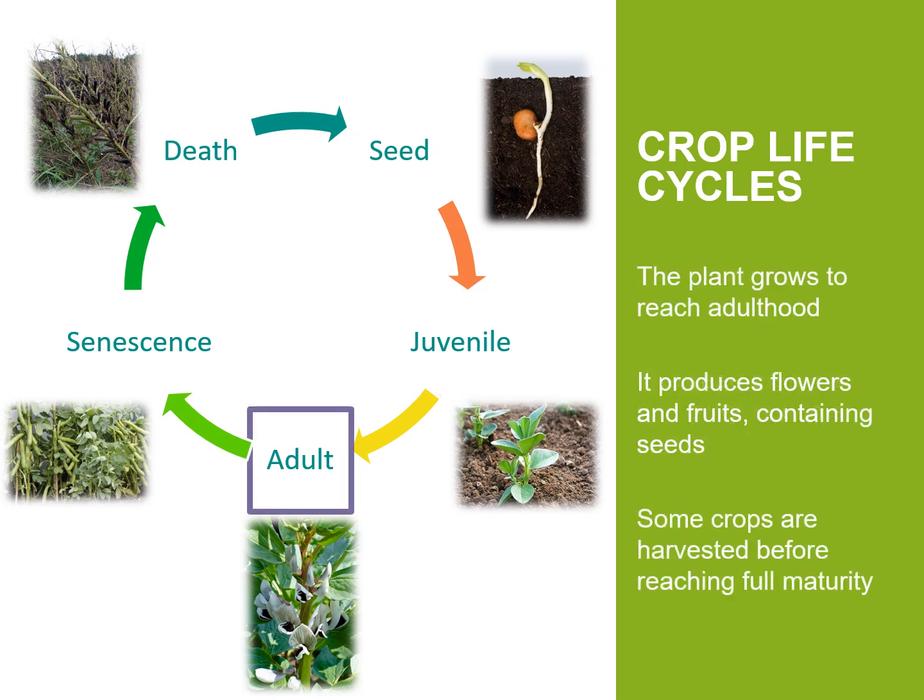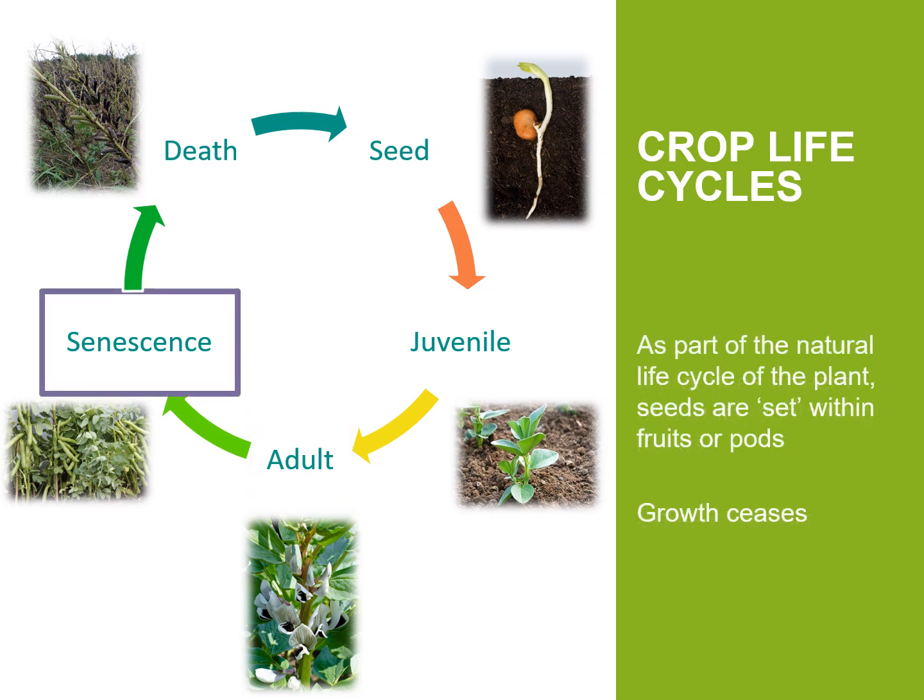The plant then grows to reach adulthood, and in some cases this will be the point at which the fruits are harvested, for example. And some crops are harvested actually before they reach full maturity, and again we'll go over some examples of those. Then after the adult stage of the plant's life cycle, following flowering, the plant starts to enter its final phases of life, where it then begins to senesce.